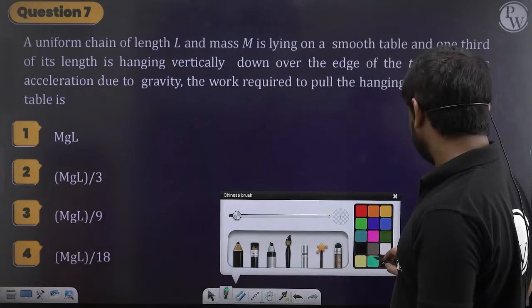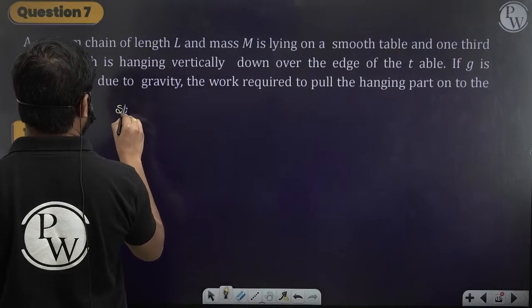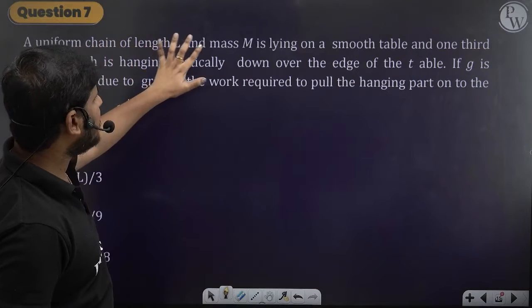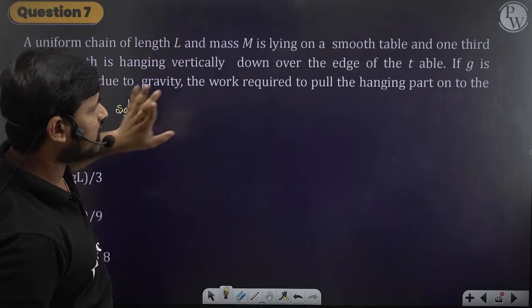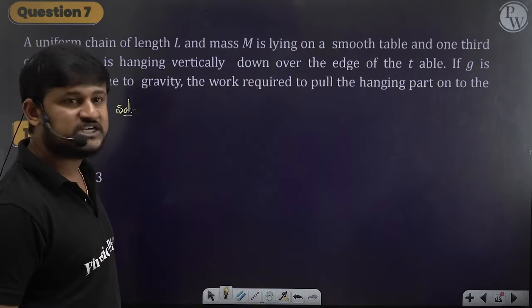So let's take question number 7. What does the question say? Try to understand this question. A uniform chain of length L and mass M is lying on a smooth table, and 1/3 of its length is hanging vertically down over the edge of the table.